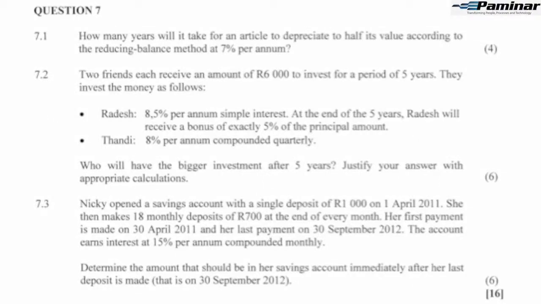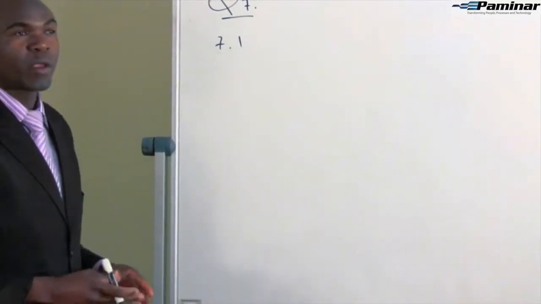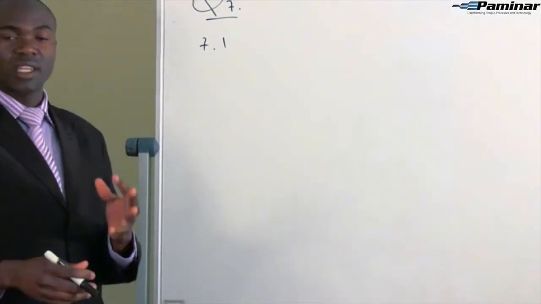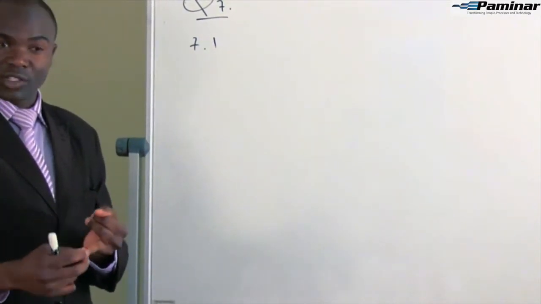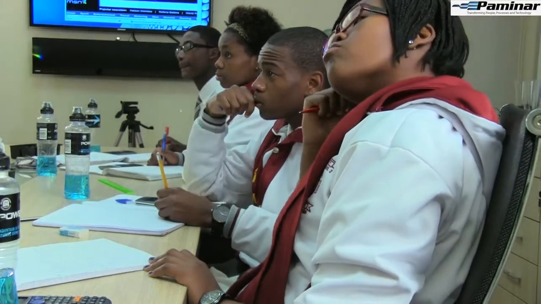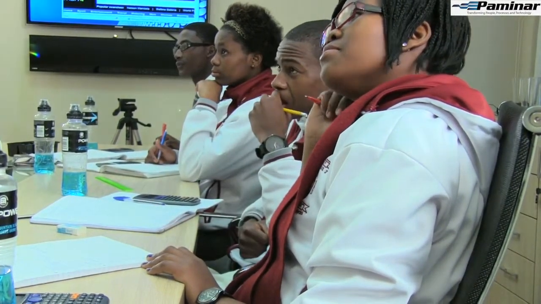Now the first one, 7.1, says: how many years will it take for an article to depreciate to half its value according to the reducing balance method at 7% per annum? Well, what you need to know are the key terms: half its value, reducing balance, and what else? Depreciate. It's depreciating, it's not increasing.